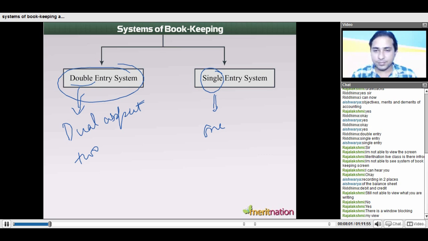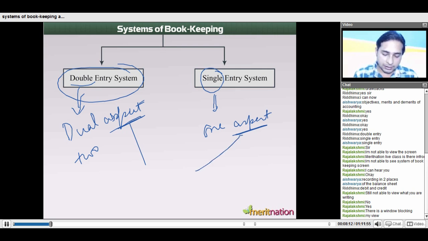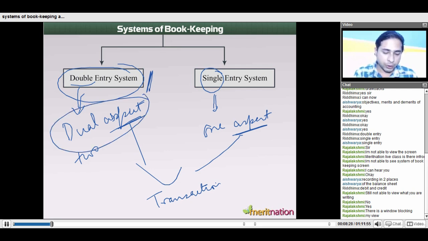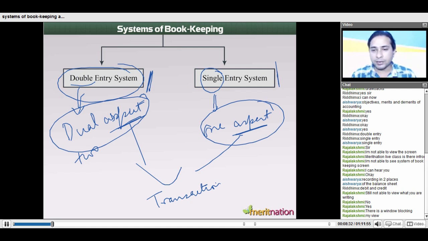Fine. Okay, guys. So let me continue with this. We have dual aspect here and one aspect here. This aspect basically implies the aspects of transactions. Dual aspect of a transaction and one aspect of a transaction. So in layman's terms, in this system we record the dual aspect of a transaction, and in this system we record one aspect of a transaction. Is it fine?